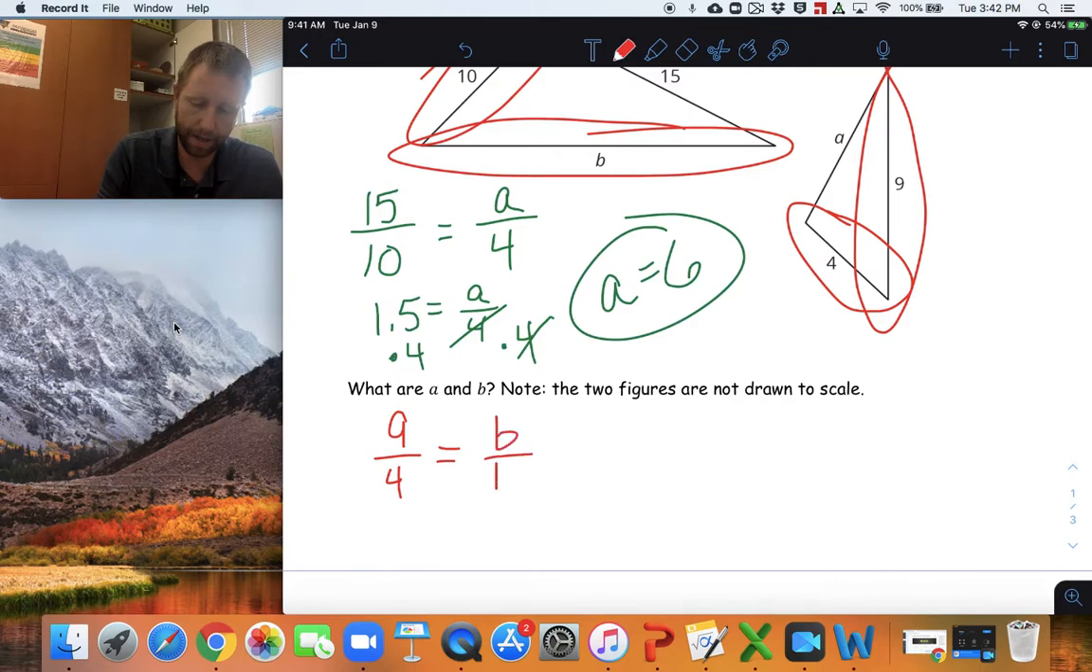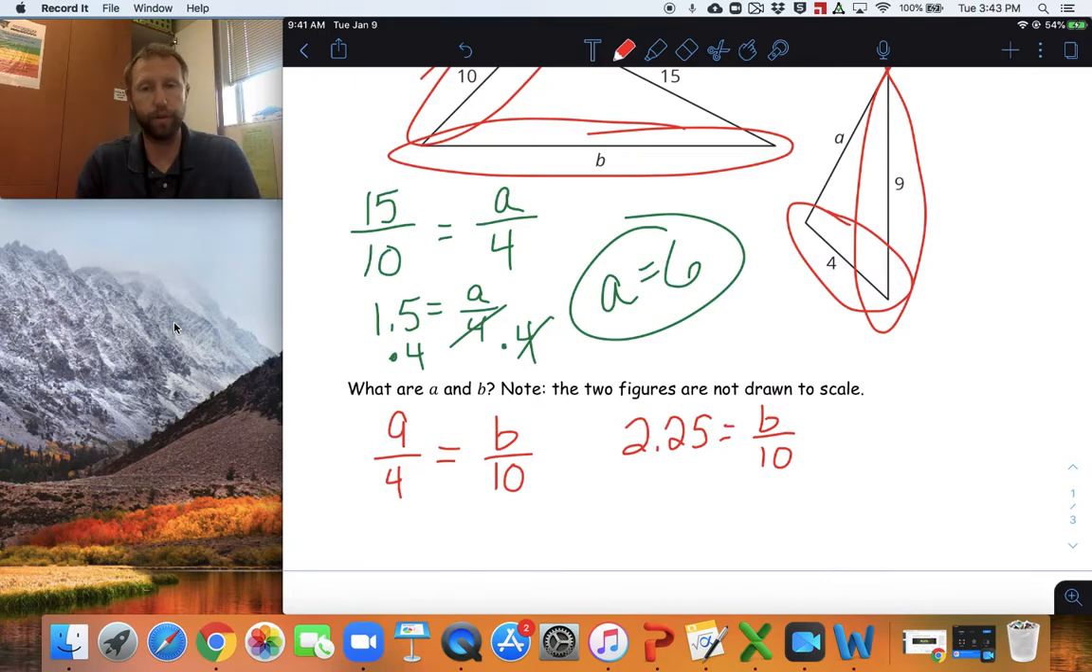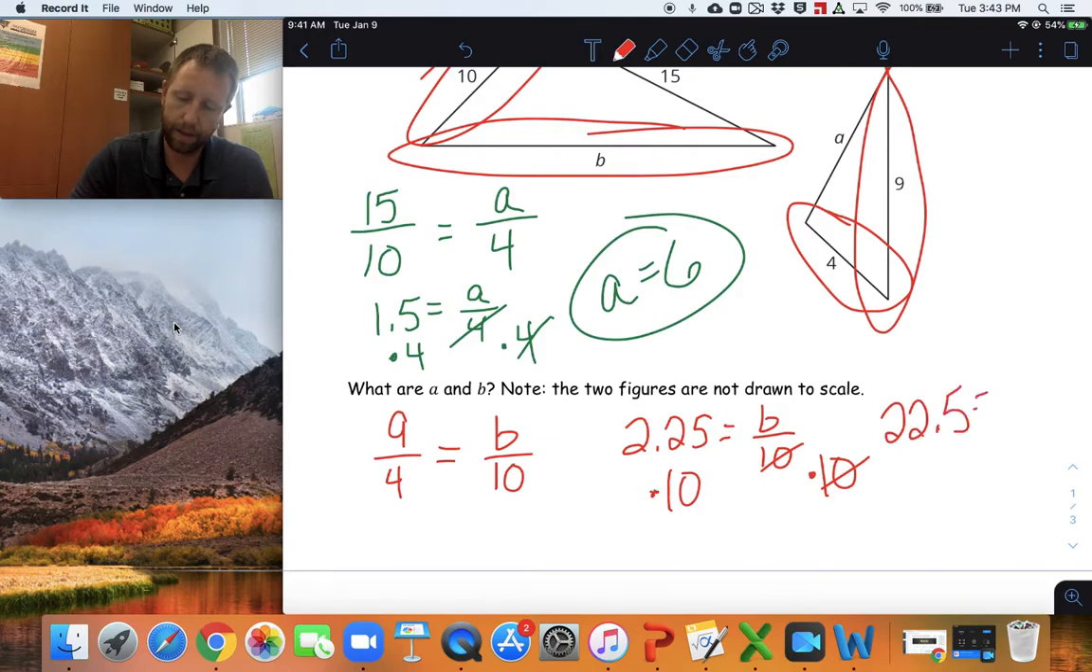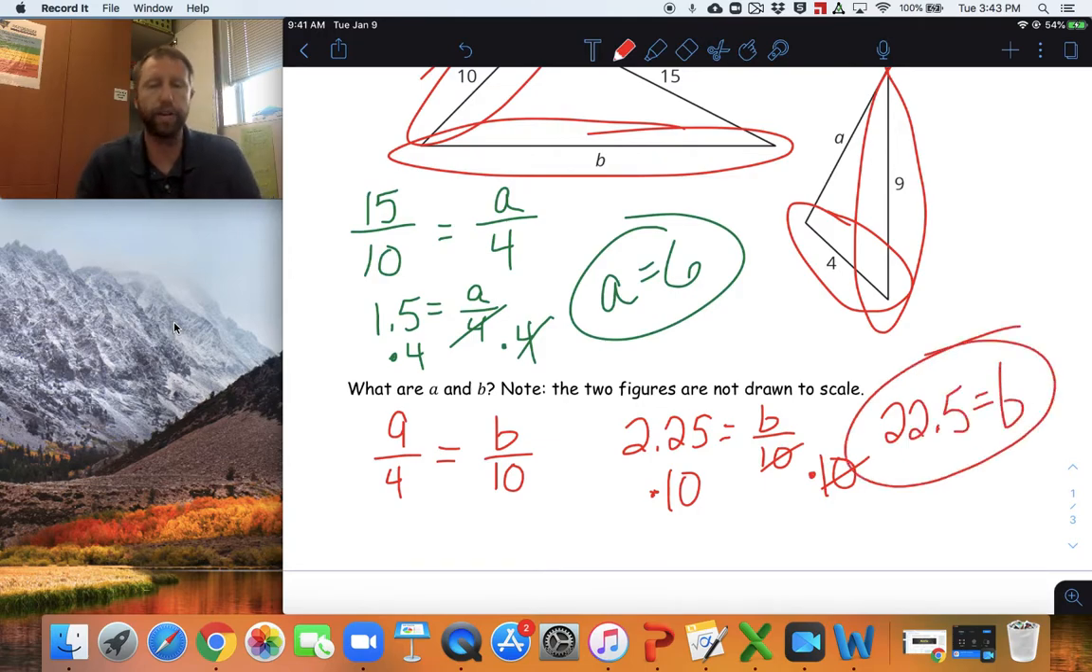And then again here, I can simplify one side of this equation. 9 divided by 4 is 2.25. So now instead of 9 divided by 4 equals b divided by 10, I have 2.25 equals b divided by 10. Okay, and then to get the b by itself, all I'm going to do is multiply both sides of the equation by 10, and that isolates the variable. That gets the b by itself, and I see that b equals 22.5.